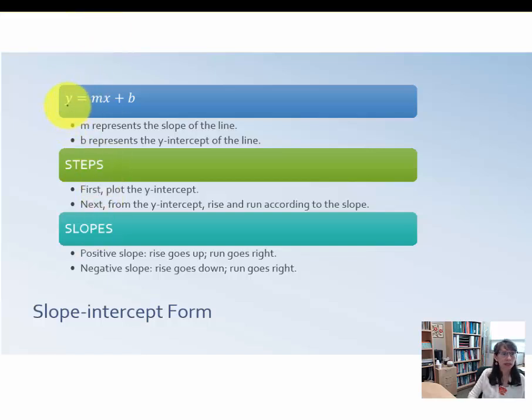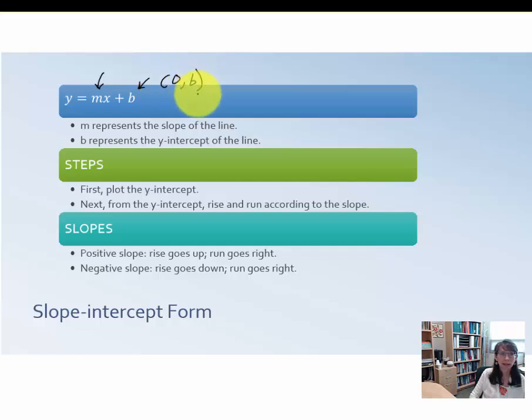We see the formula as y equals mx plus b, where m represents the slope of the line. Just m is the slope. M will be a number. X is a variable, so do not include x when you are writing down what the slope of the line is. B represents the y-intercept of the line, and that ordered pair would be (0, b).